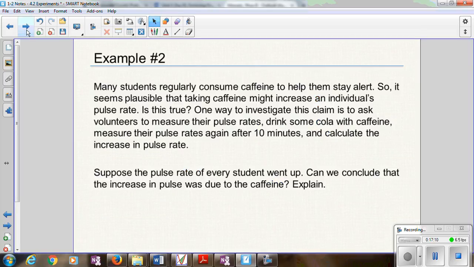Here's another example. Many students regularly consume caffeine to help them stay alert. So it seems plausible that taking caffeine might increase an individual's pulse rate. Well, is that true? One way to investigate this claim is to ask volunteers to measure their pulse rates, drink some soda with caffeine, measure their pulse rates again after 10 minutes, and then calculate the increase in the pulse rate. Suppose the pulse rate of every student went up. Can we then conclude that the increase in pulse rate was due to the caffeine? And then you're asked to explain your answer. Well, go ahead and press pause and think about this for a second.